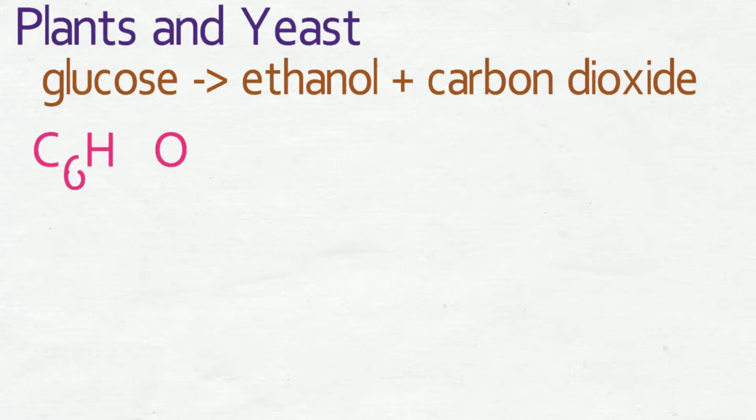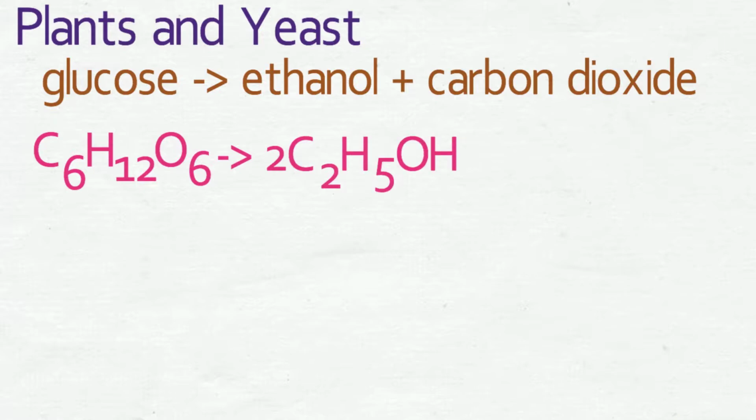Glucose is C6H12O6, and this produces 2 ethanol molecules, and each ethanol molecule is C2H5OH, and then we get 2 carbon dioxide molecules, and this is 2CO2.